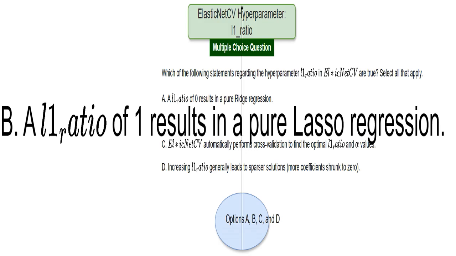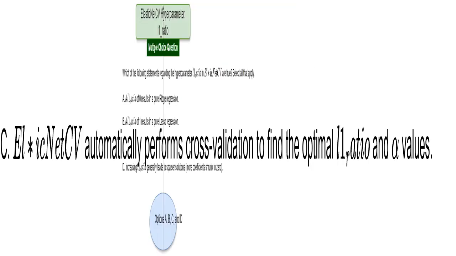This is also true. Setting L1_ratio to 1 means only the L1 penalty, lasso, influences the model. It's like only using the lasso penalty. That's right. ElasticNetCV cleverly uses cross-validation to find the best combination of L1_ratio, the mix of L1 and L2 penalties, and alpha, the overall strength of the penalties. This automated process helps you avoid manually tuning these hyperparameters.